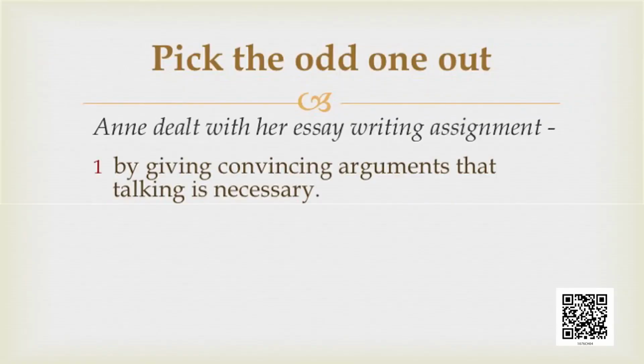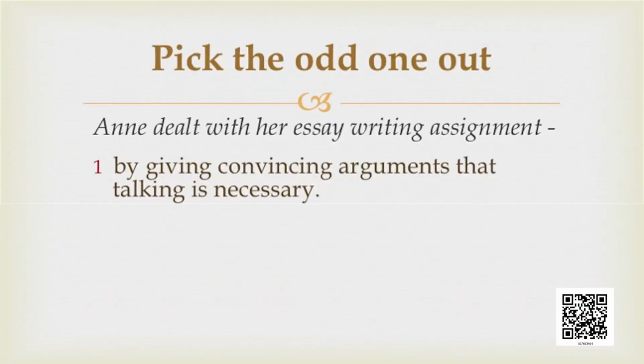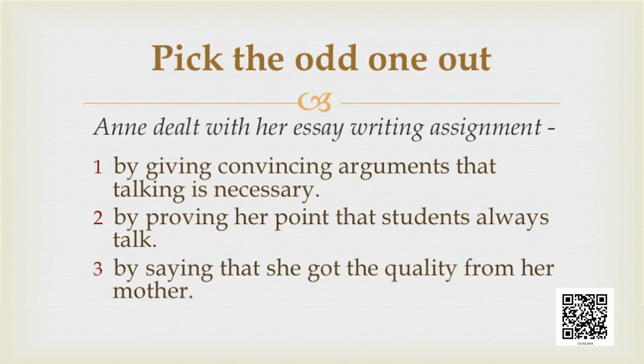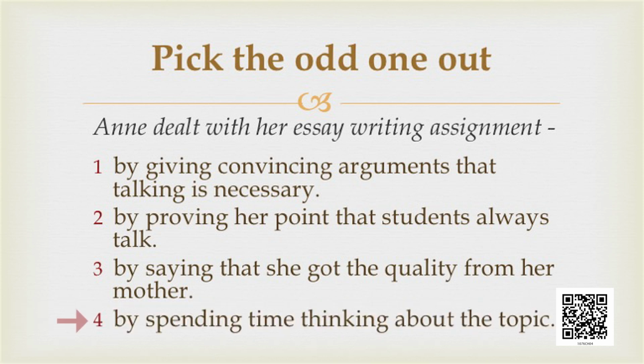By giving convincing arguments that talking is necessary, yes, of course, that is right, we all talk. By providing her point that students always talk, yes, of course, students do talk. And then saying that she inherited this quality from her mother. So, these 3 points are not the odd one out. Therefore, the fourth one is the odd one out, by spending time thinking about the topic. She did think about it, but she did not spend time on it. She started writing. She was able to finish it in good time.